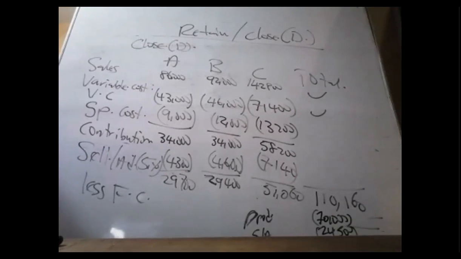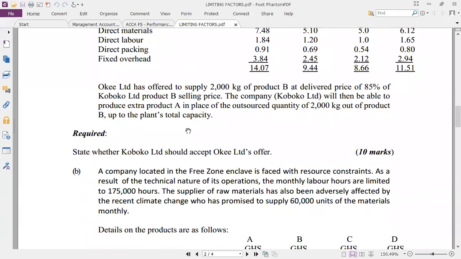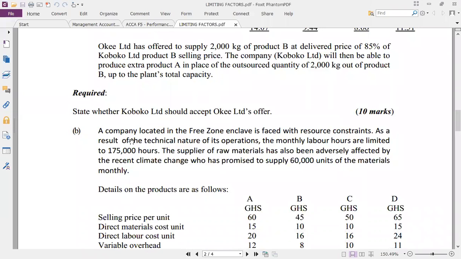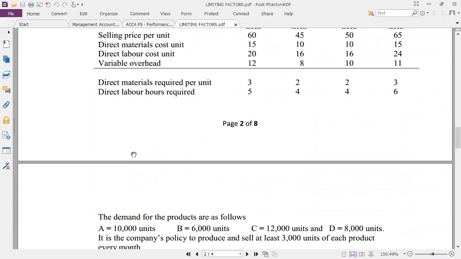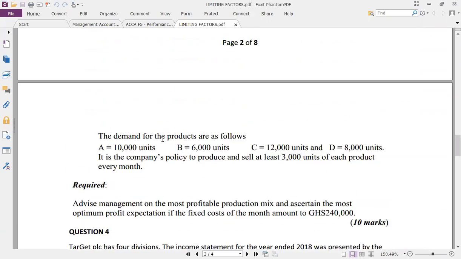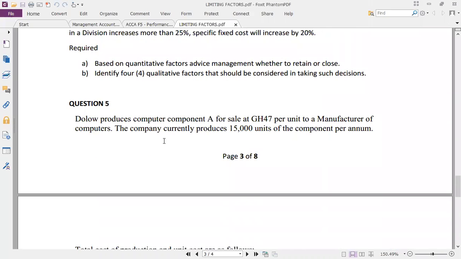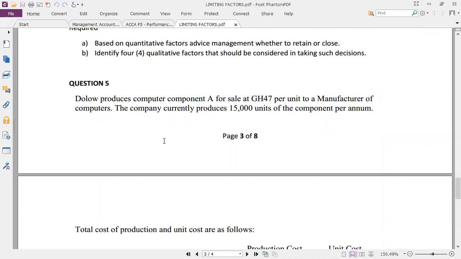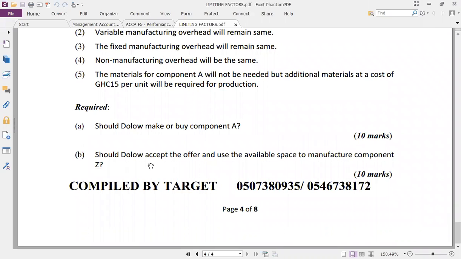Question 3 is yours. You're doing question 3A, going for 10 marks. Question 3B is still pending; it's coming from the previous lecture. Don't try question 4 again, unless you want to redo it. Then question 5 is yours, and that's all. So therefore, we are doing questions 3 and 5.